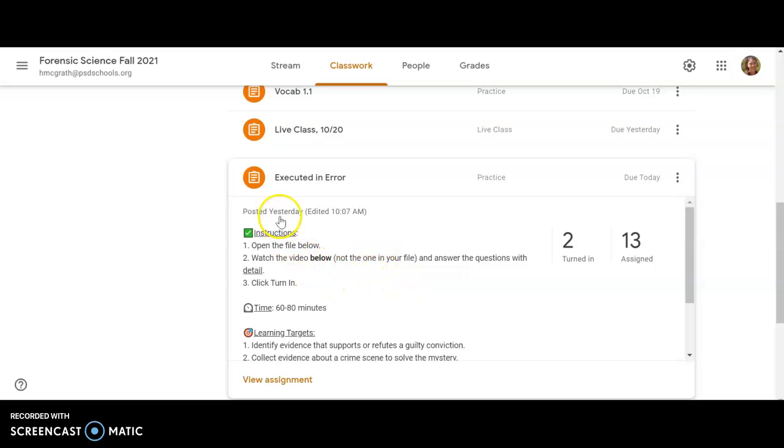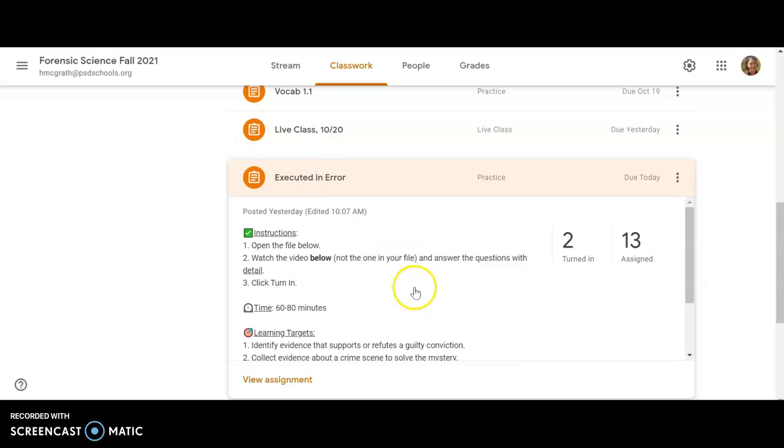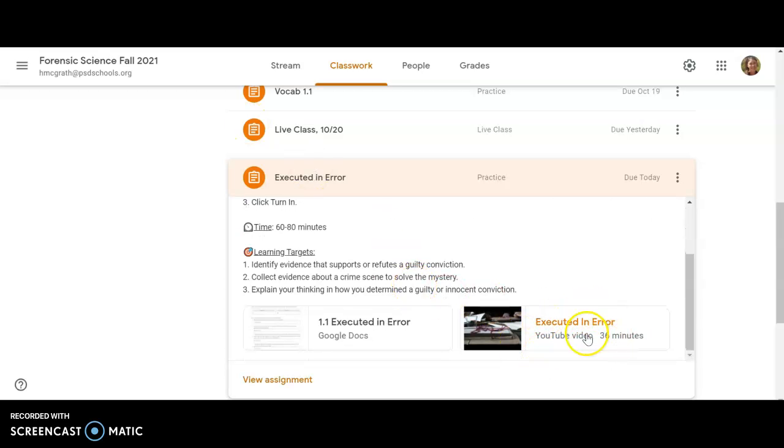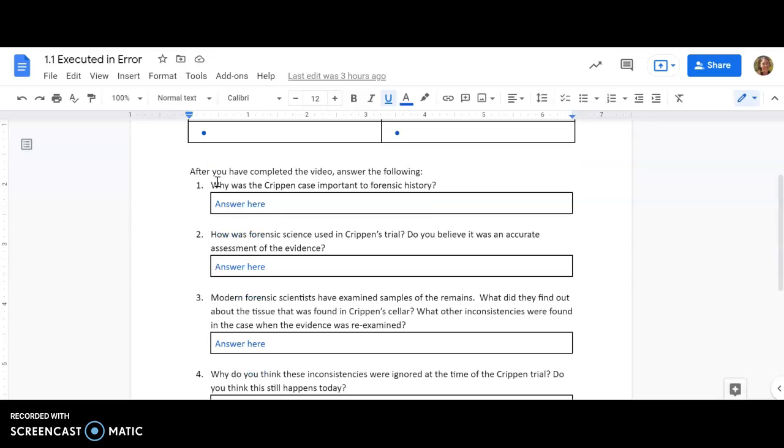First one is to open the file below, and that should take you to this executed in error case study. You'll notice, or you may have figured out, that the video link links to the same video, but if you're having trouble getting that to load, you can find it down here at the bottom as well. And as you watch through the video, you're going to pause it to write down information.